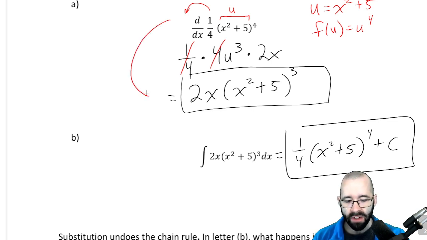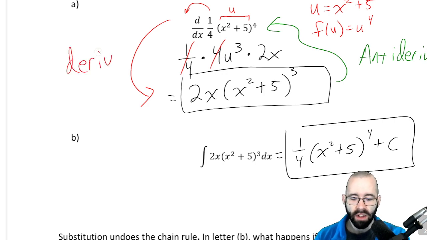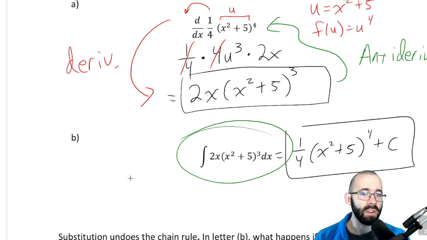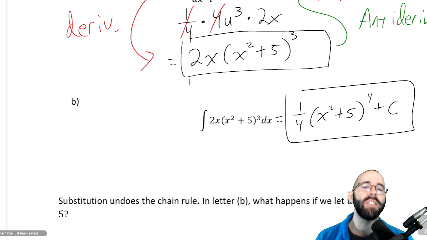The derivative takes us down here. The antiderivative takes us back, right? So how can we formalize this process? We have the chain rule to take the derivative of something like that. Well, we have something new to evaluate integrals that look like this. And that's called substitution. It's not the substitution rule, it's just called substitution. And substitution undoes the chain rule.